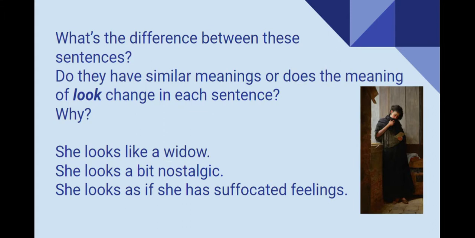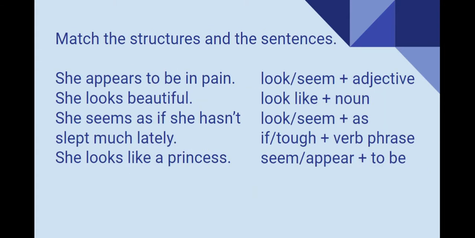Let's take a look at this. First of all, read the sentences and match the correct structures here. For example, she appears to be in pain. Is this look, seem plus adjective? Look like plus noun? Look, seem as if or as though plus a verb phrase? Or seem, appear to be?